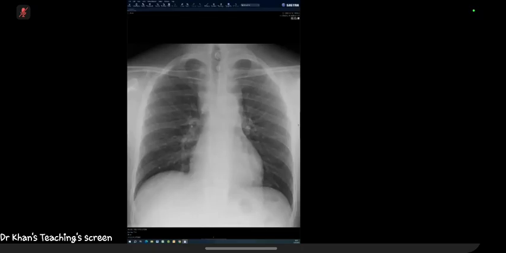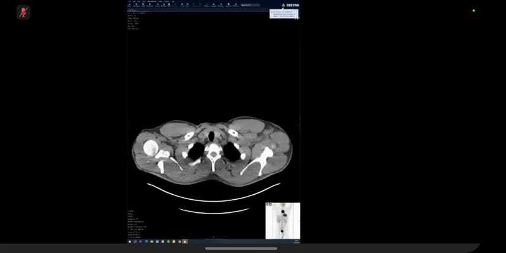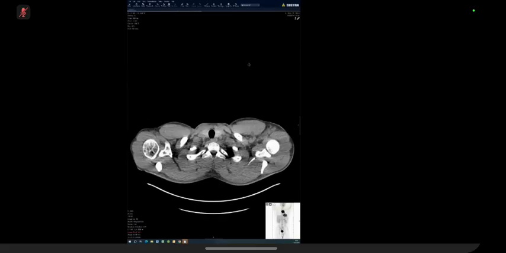Other differentials which are less likely would include thymic malignancy. What else? Teratoma, that's another anterior mediastinal mass. Okay. Anything else? It could be a thyroid mass. Yeah.